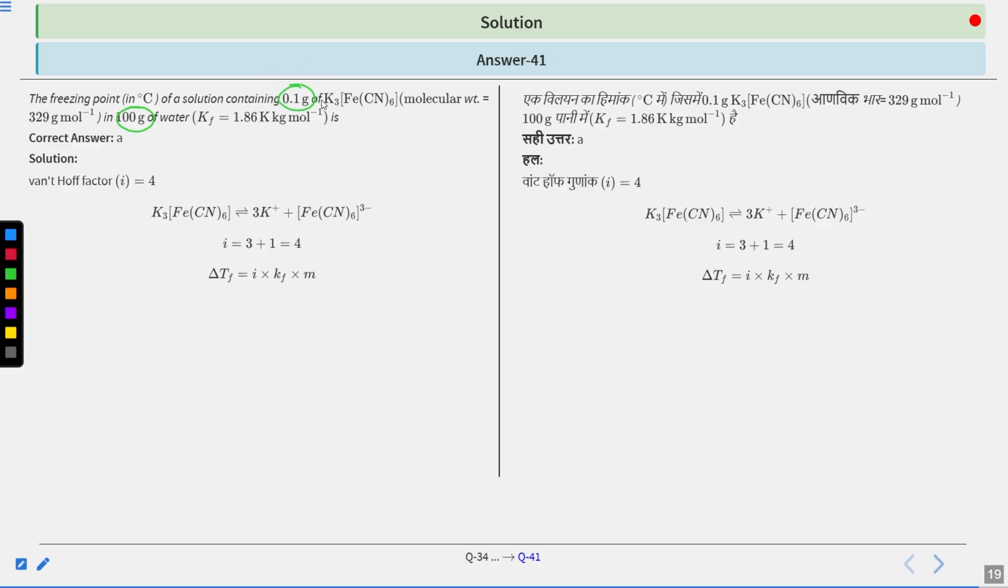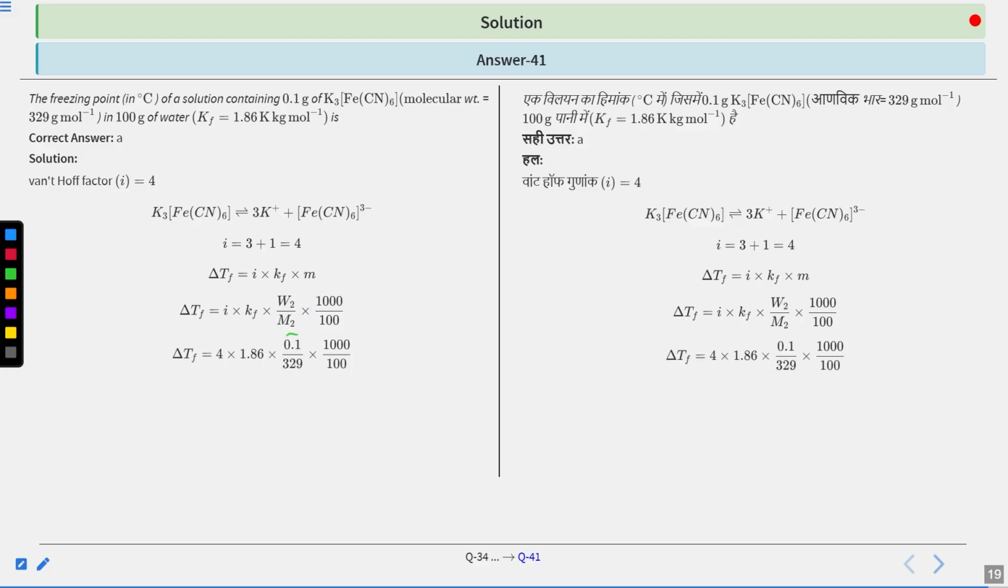On the upper side we will write the moles, on the lower side we will write the mass of water. The same thing has been done here. So 100 by 1000, and W2 by M2 in the next step. So 0.1 by 329, the Kf value is 1.86, and the i value we have already calculated as 4. Now we will just calculate this to give the final answer as 2.3 into 10 to the power minus 2.